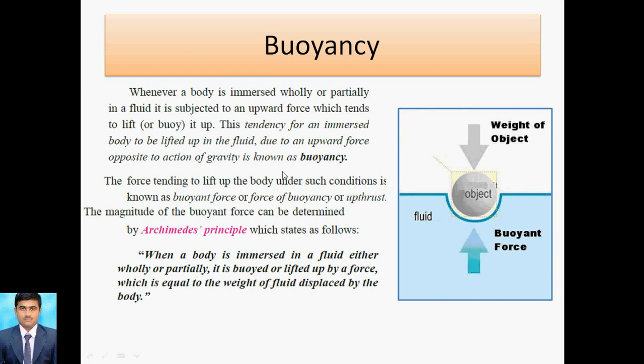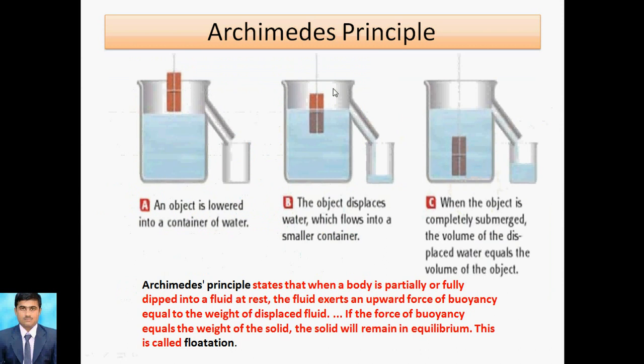Here we can take an example. We lower the object. As the object is lowered, water is displaced into a small container. When the object is completely submerged, the volume of water displaced is equal to the volume of the object. This is called Archimedes principle.